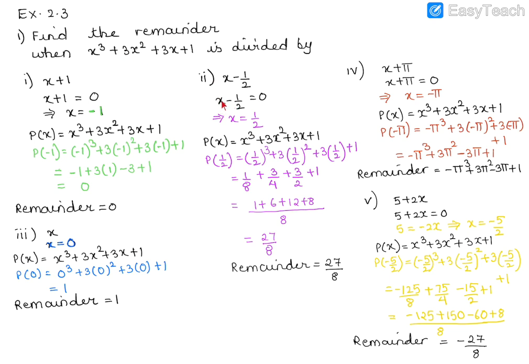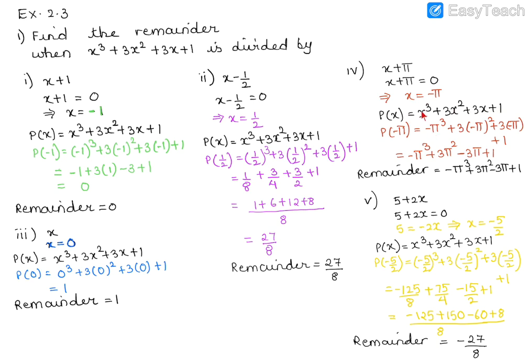Similarly, from here, in the second case, I get the value of x as half. So in this px, this is the question, I replace x by half. And then when I take the LCM, my answer is 27 by 8. That is the remainder. Then x plus pi is equal to 0 gives me x is equal to minus pi. And this was my question.